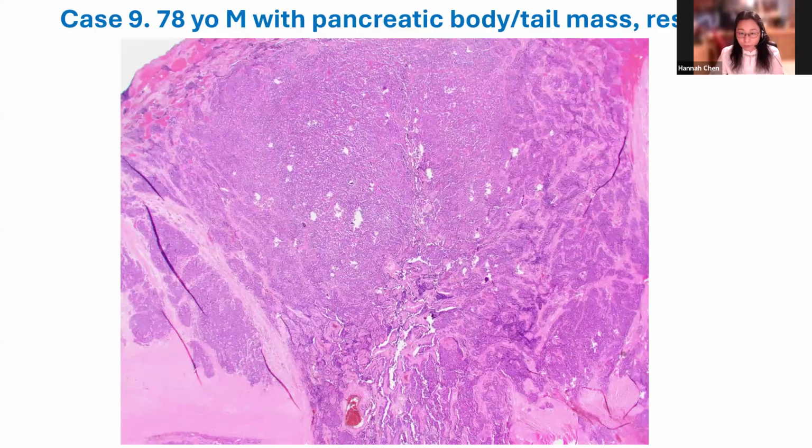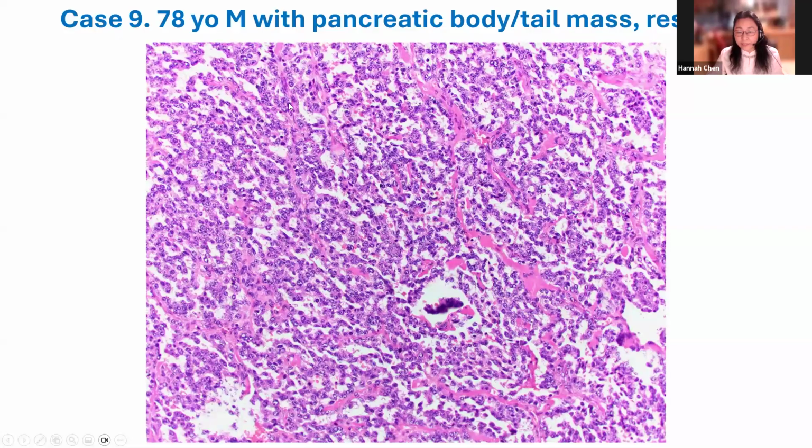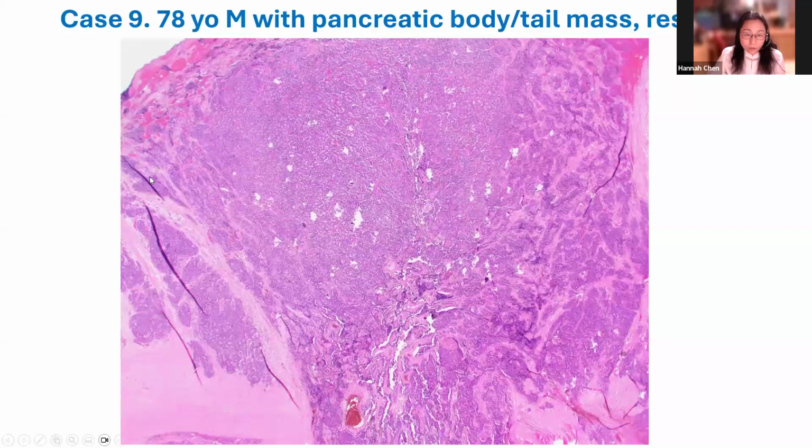This is the low power view. This shows different morphologies. Right now, I show the morphology around here. You can see here typical pancreatic neuroendocrine tumor morphology, well-differentiated neuroendocrine tumor morphology, mainly a trabecular pattern. And now I want to show you some solid areas here and here, the higher power from here.